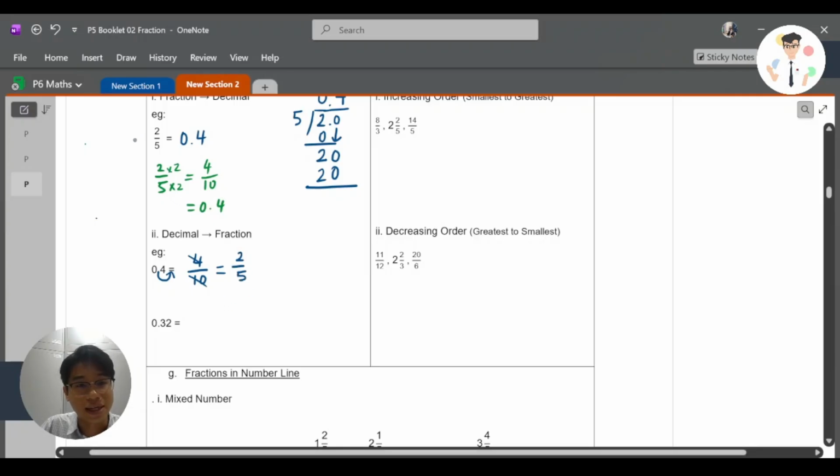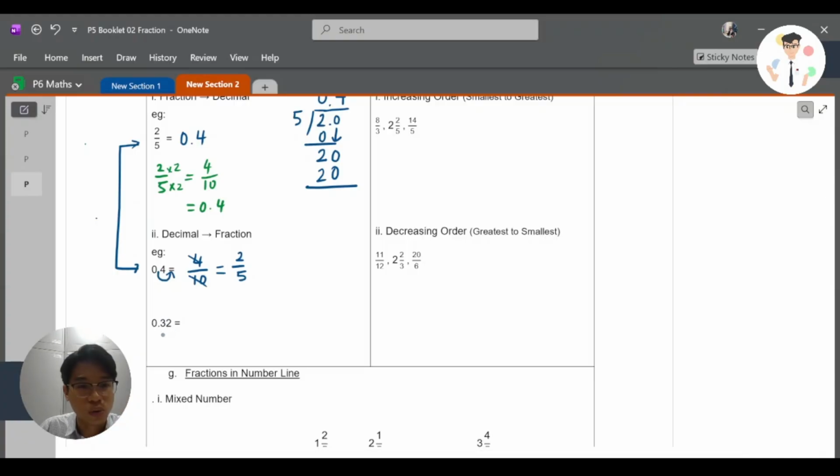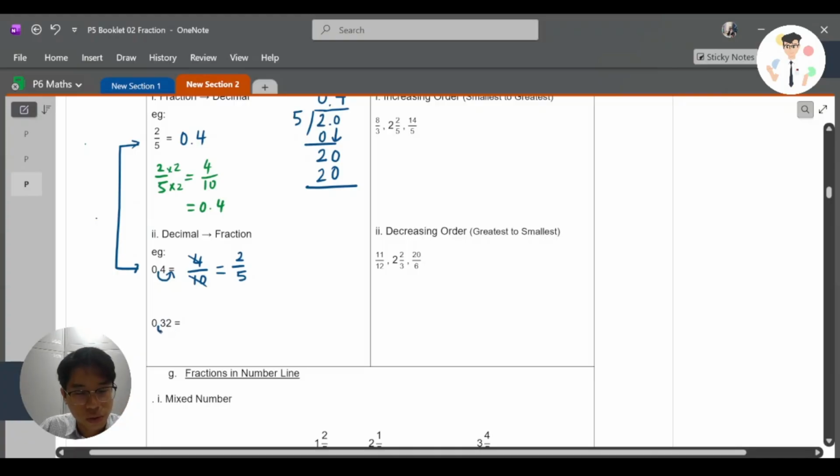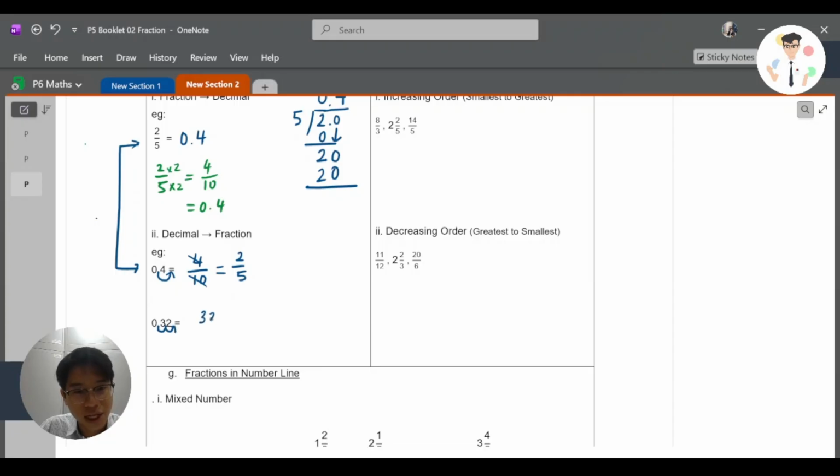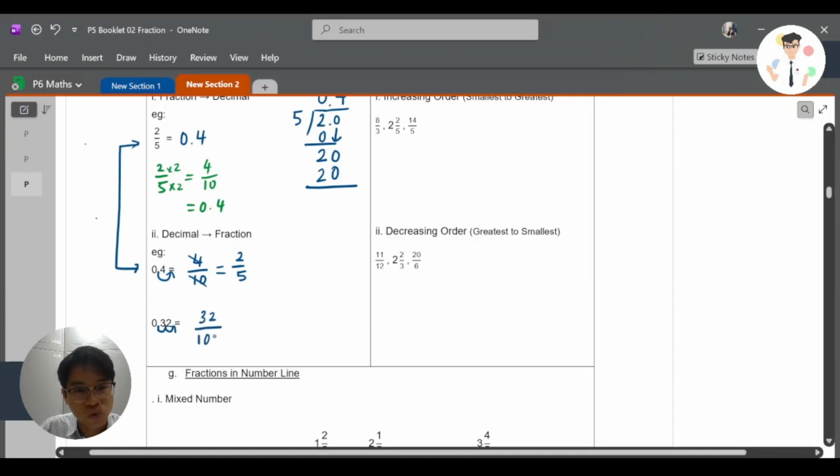So you can see that it's exactly the same thing here and here, right? Just that one is going to decimal, one is going back to fraction. So the same thing here. That was 0.32. We move two decimal places. 1, 2. So if I move 2 decimal places, I put back 2 0s here. And the same thing here, I must make sure I simplify.